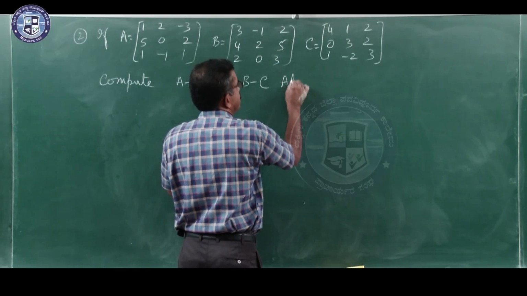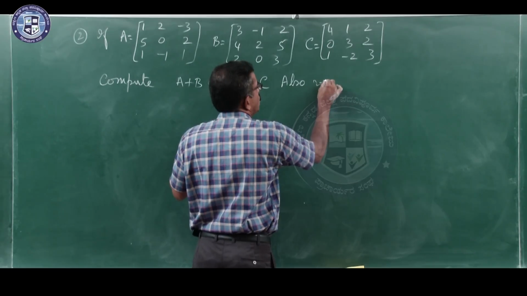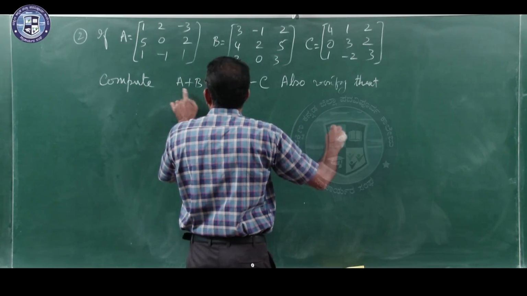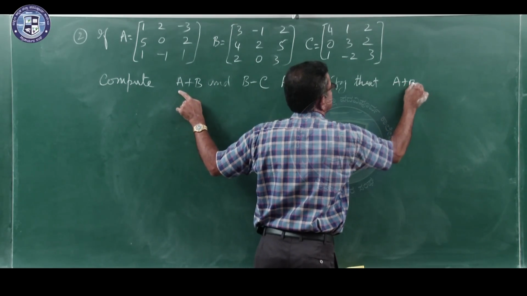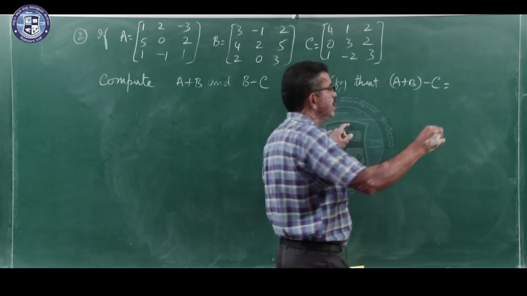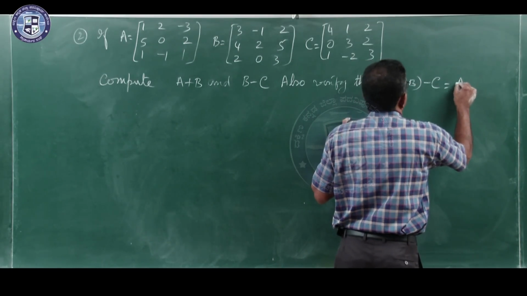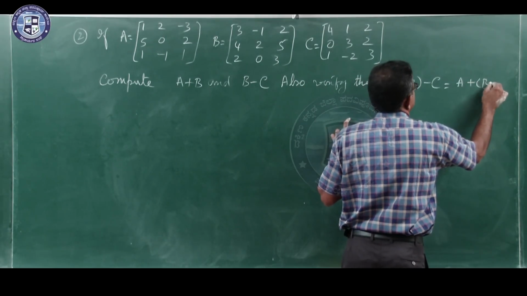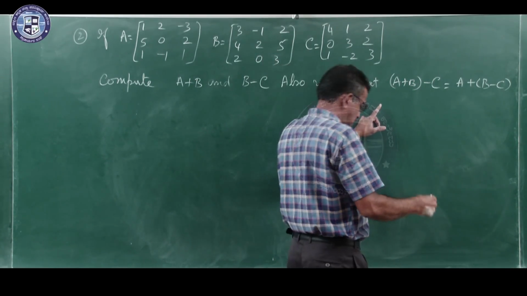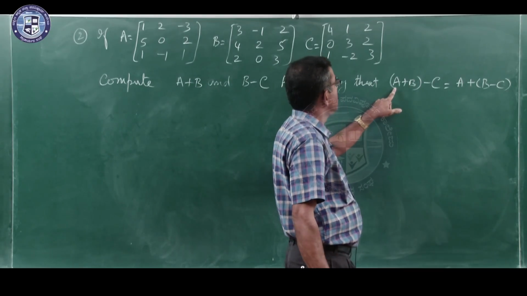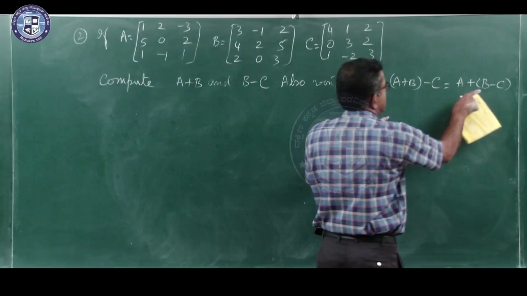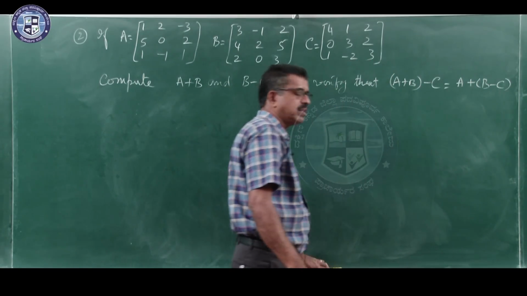Also verify. There are 3 questions asked. Also verify that A plus B minus C is the same as A plus B minus C. I think in the textbook it is given in the reverse order. So you will be asked to find A plus B minus C. Whether we take this expression on the left side or right side does not matter.